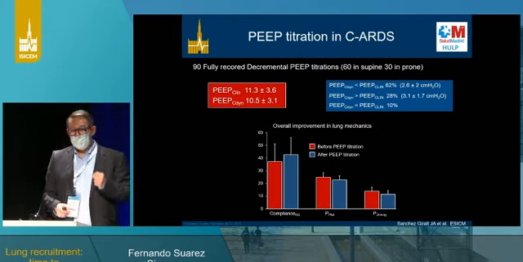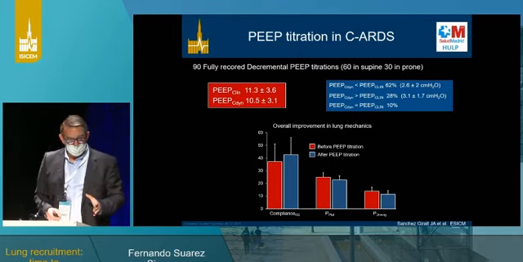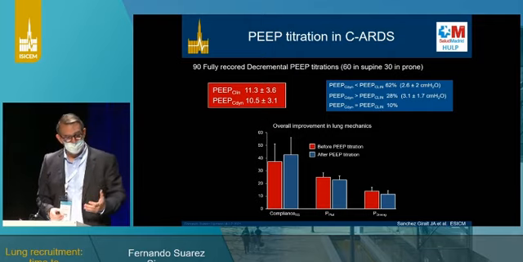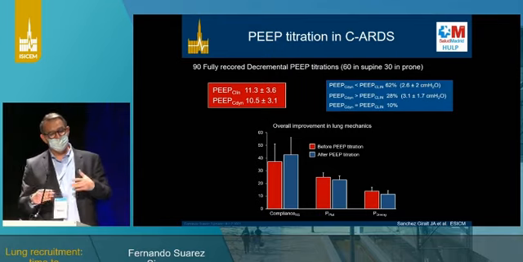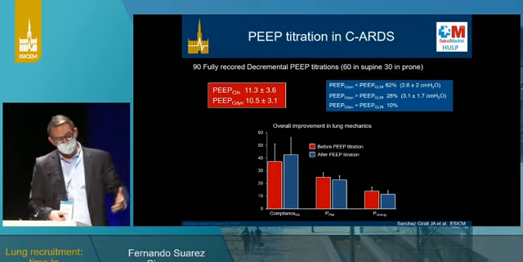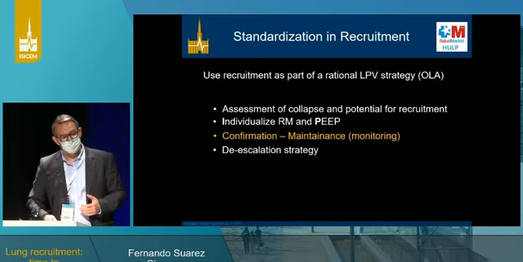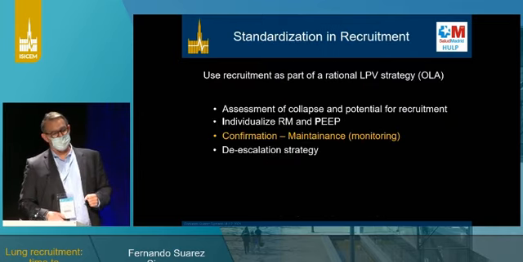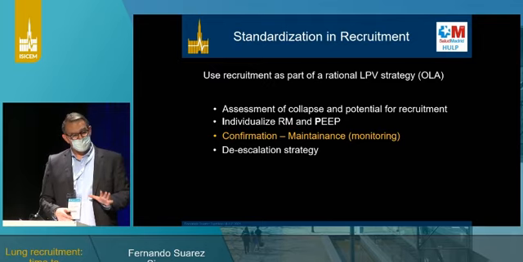So PEEP could be reduced in 62% of the patients. It had to be increased by a mean value of 3 centimeters of water in 28% of the patients, and it could stay the same in 10. And then overall, we had an improvement in compliance and a decrease in plateau pressure and a decrease in driving pressure in these patients. Finally, this confirmation maintenance.